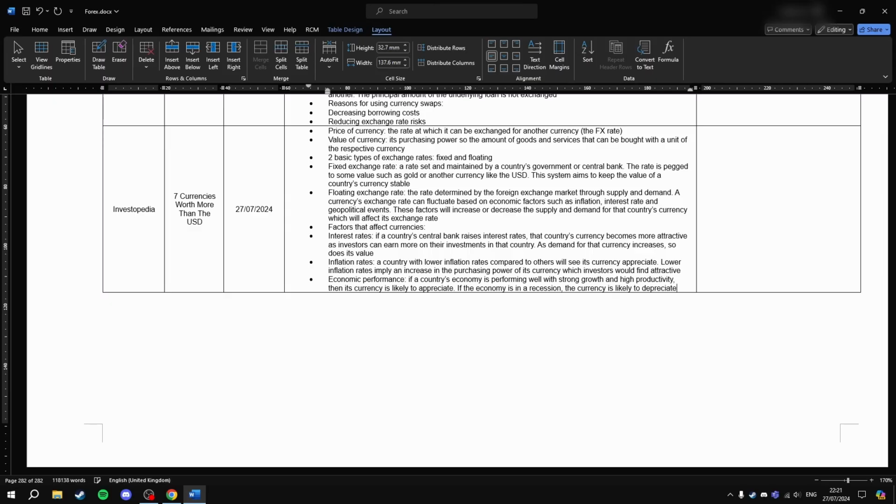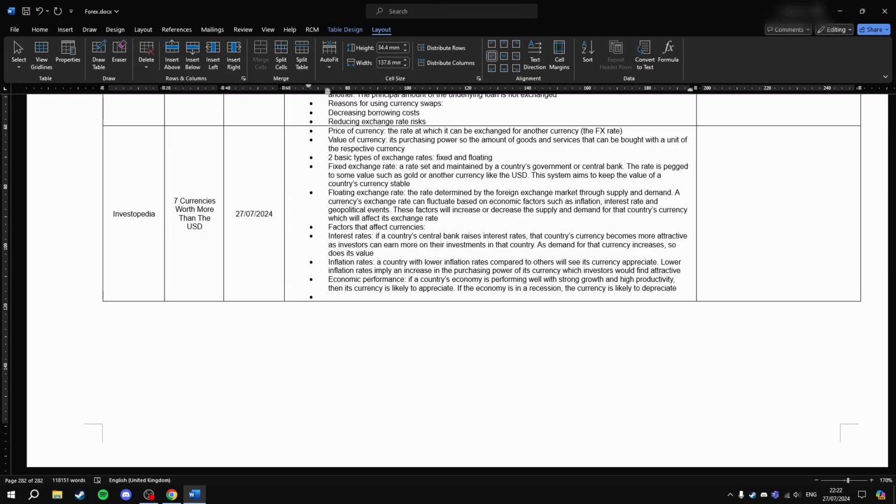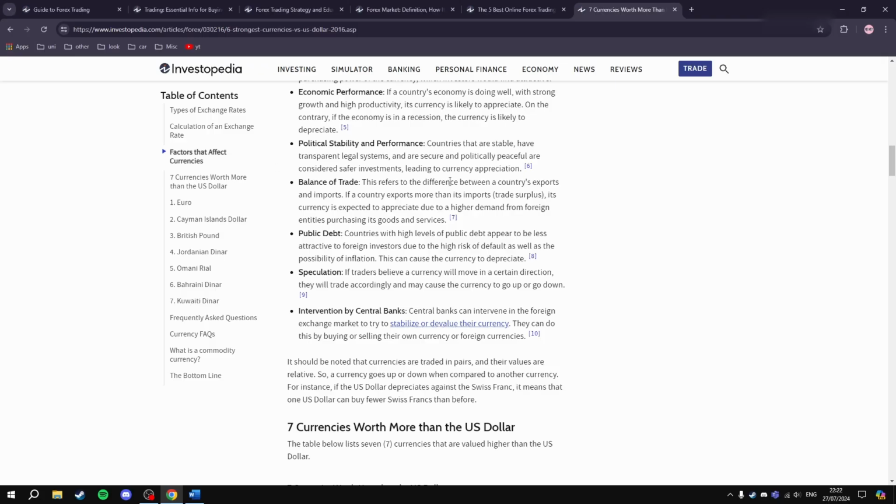When a country is performing with strong growth and high productivity, its currency is likely to appreciate because investors find it more attractive to invest there, which increases its demand.